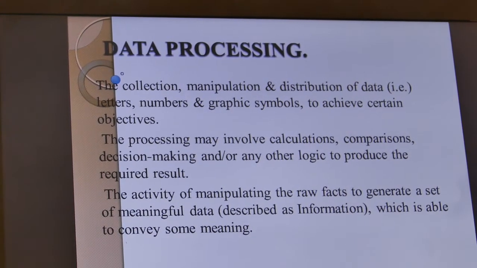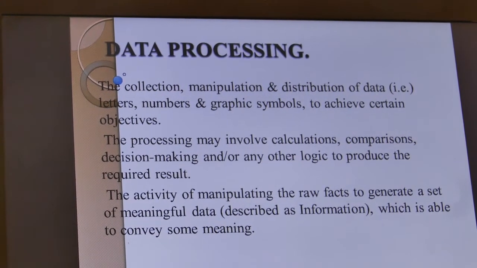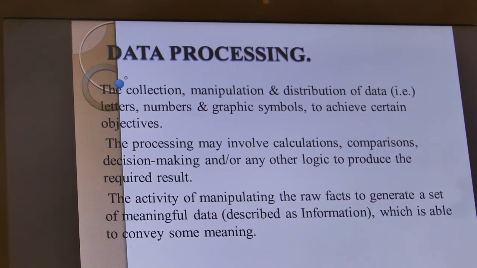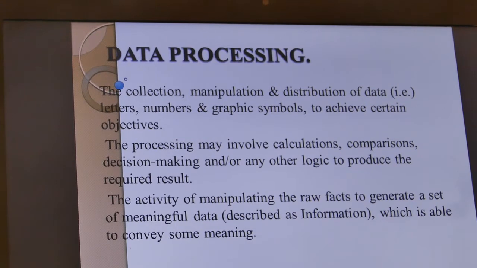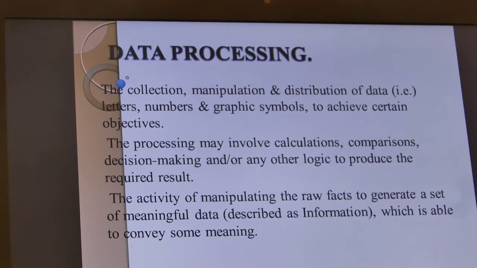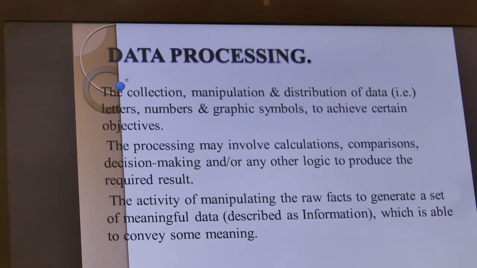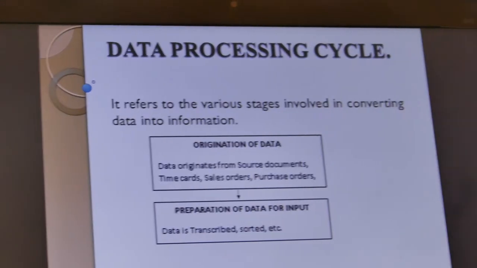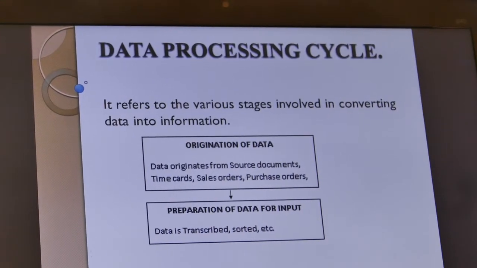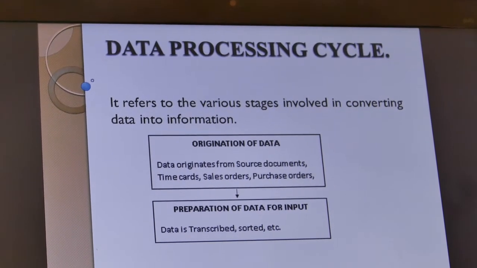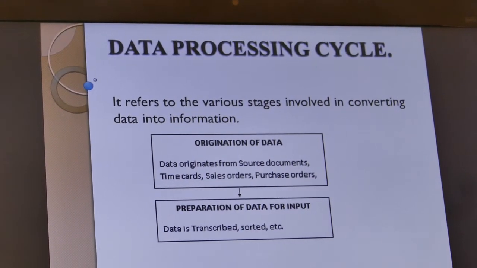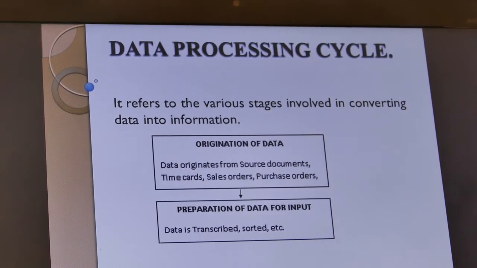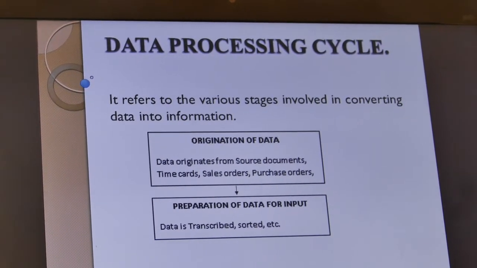The activity of manipulating the raw facts to generate a set of meaningful data which is able to convey some meaning, we can also say, is data processing. So we have the data processing cycle, and this refers to the stages that are involved in converting data into meaningful information.